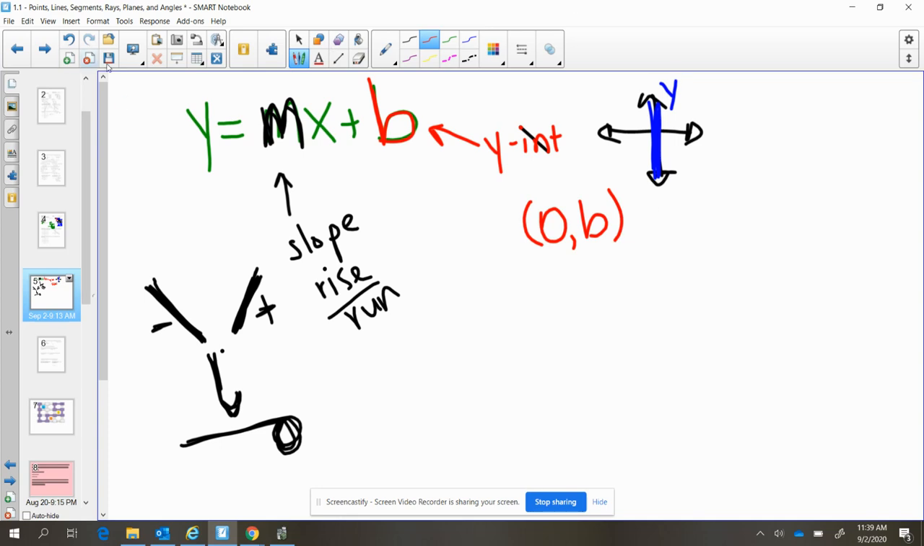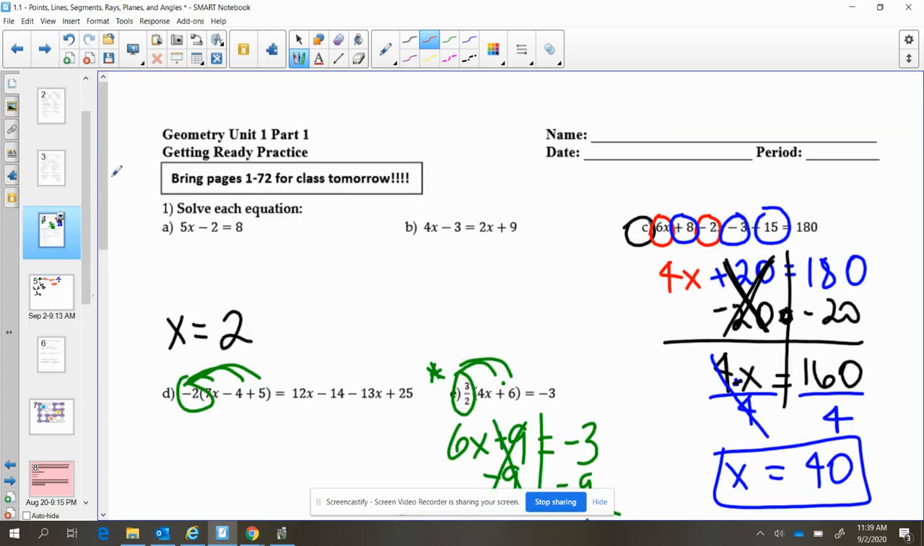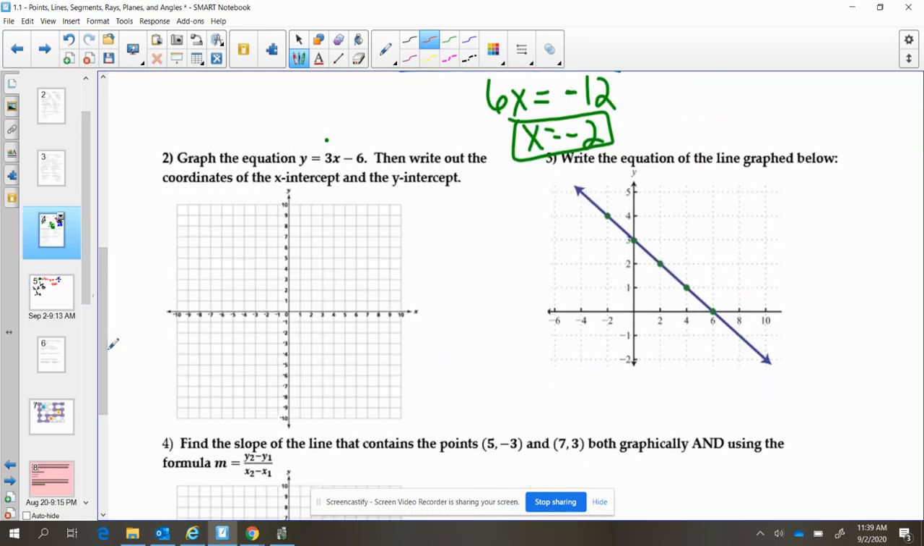Okay. All right, so back to where we were at here. If we scroll down to number 2. All right, notice for number 2, they gave us the equation of our line. Okay, and what they want us to do is to graph it and then state the x-intercept and our y-intercept.